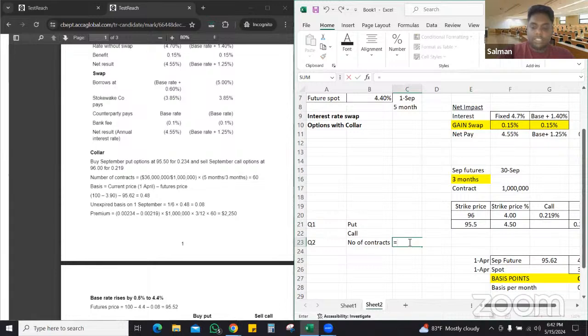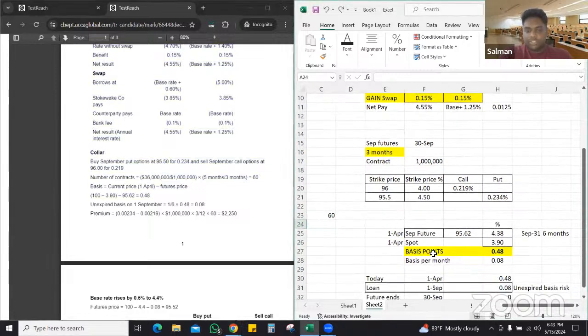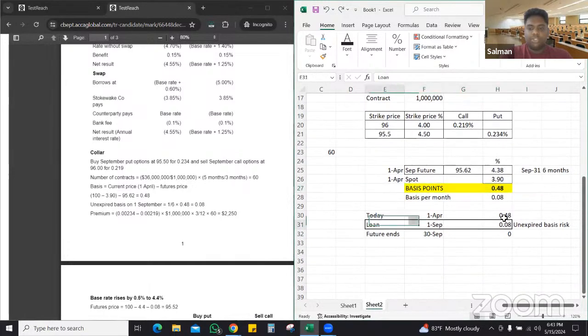Right? So it's basically we need 36 million. Size of contract is 1 million. And a normal contract goes for 3 months. But we are borrowing after 5 months. So it's 60. Okay? 60 contracts. And the basis points, we have computed 0.48. And we also computed the unexpired basis risk, which is 0.08.